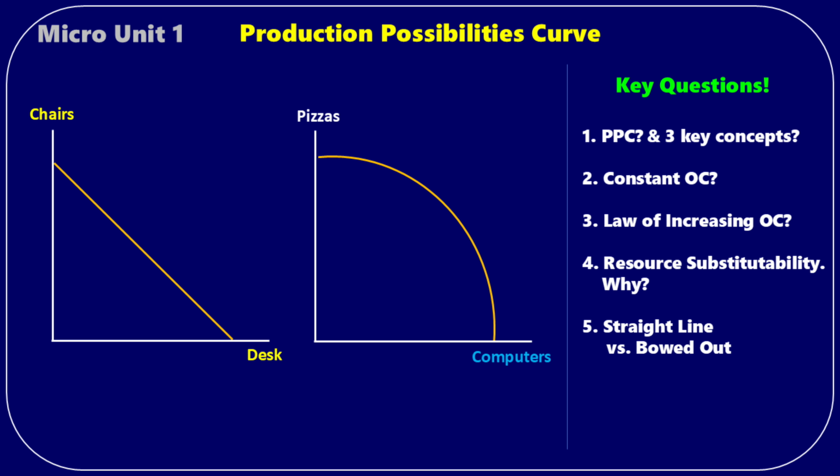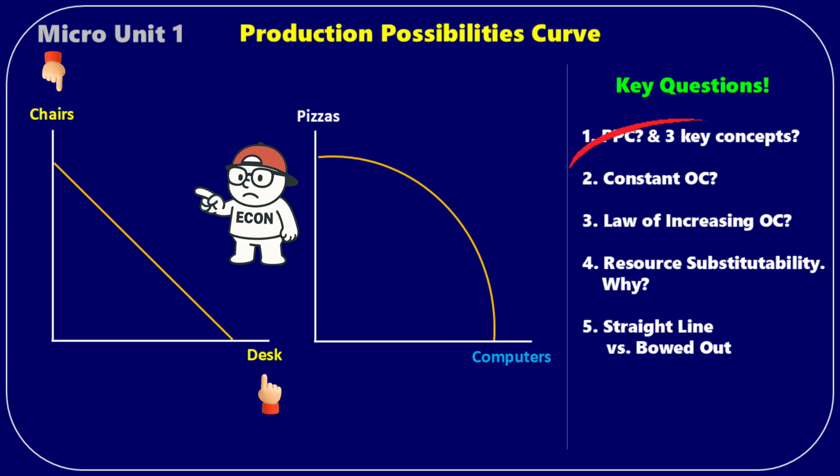First of all, what is PPC? Simply put, it's a graph that shows the maximum combinations of two goods an economy can produce when it uses all its resources efficiently. It represents our potential. Its 3 key concepts are efficiency, trade-offs, opportunity cost. Look at the graphs and notice we have 2 different shapes on our slide. The first is a straight line representing chairs and desks. This illustrates constant opportunity cost.